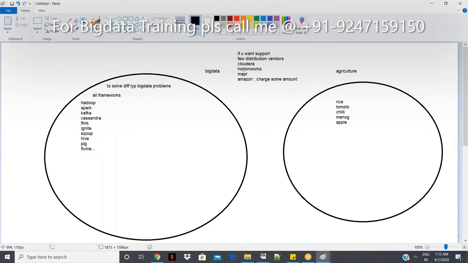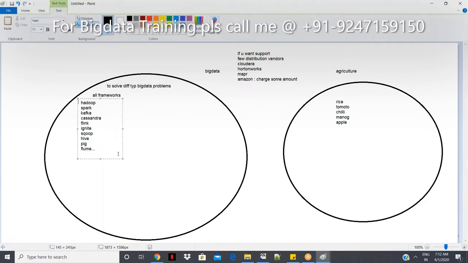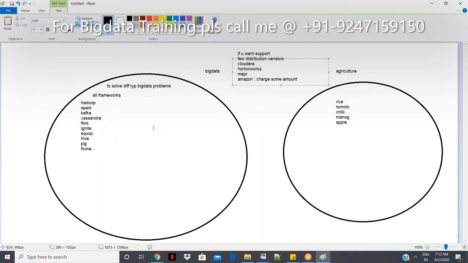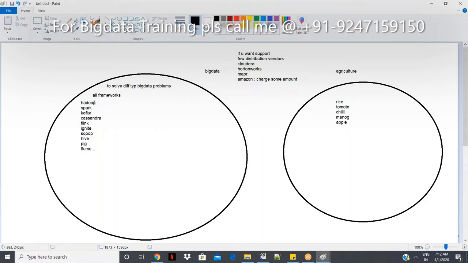Cloudera and Hortonworks will give support, and they will charge some amount. This is also a minimal charge, don't worry about it. By default, all these technologies are free. That's why these third party vendors came into the picture. Ignore that. Now, I will guide you.